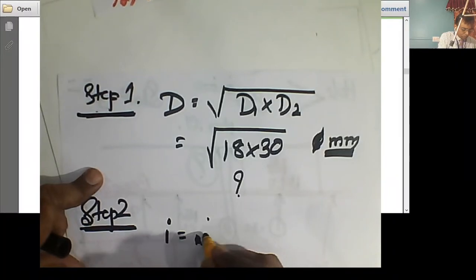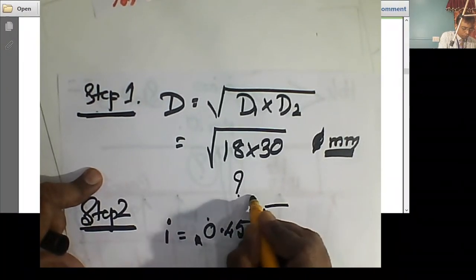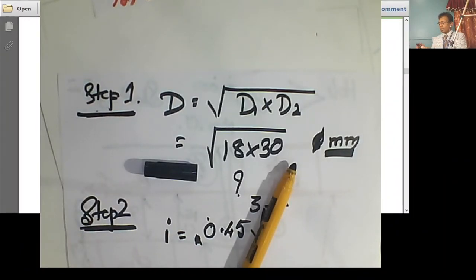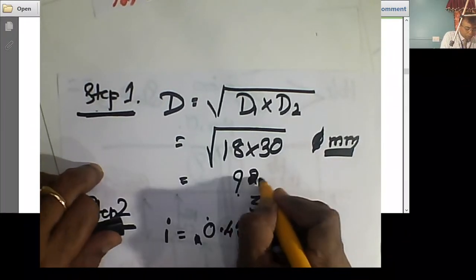Okay, i is equal to 0.45 cube root of D, let us say this value is 18 into 30 square root. Just give me time. How much is this? Can anybody tell me? Square root of, then cube root of, right? 18 into 30. One sec. Yeah, this is 23.23 mm.